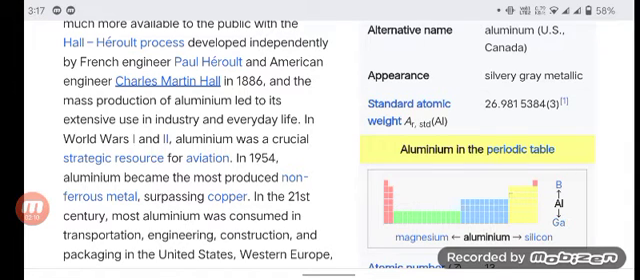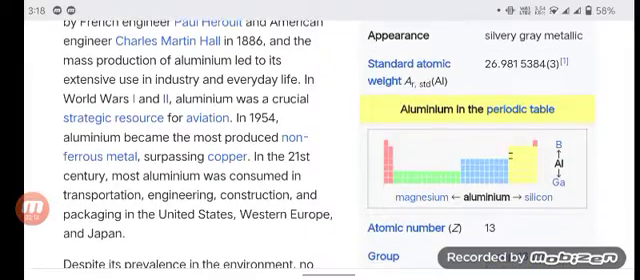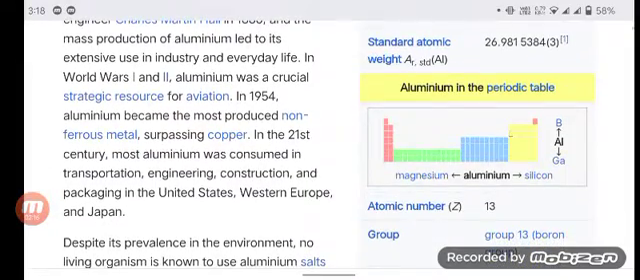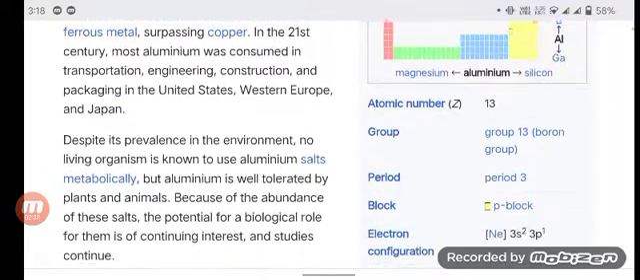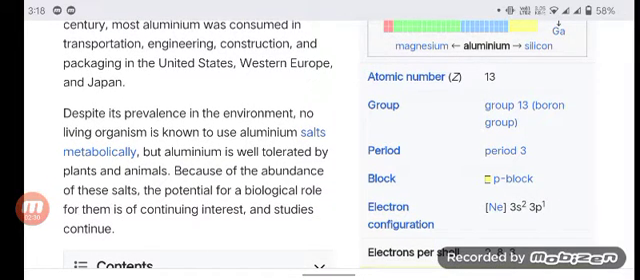In the world wars, aluminium was a crucial strategic resource for aviation. In 1954, aluminium became the most produced non-ferrous metal, surpassing copper. In the early 21st century, most aluminium was consumed in transportation, engineering, construction, and packaging in the United States, Western Europe, and Japan.